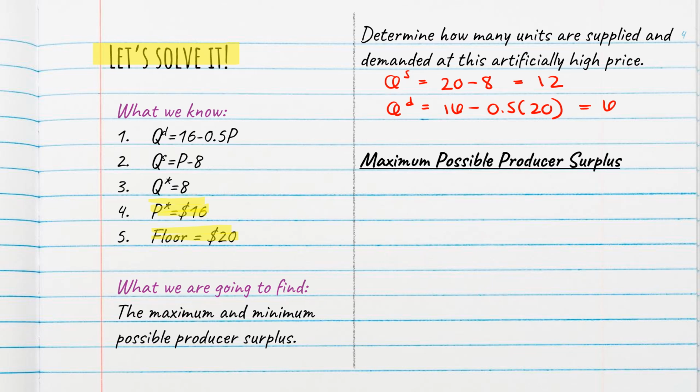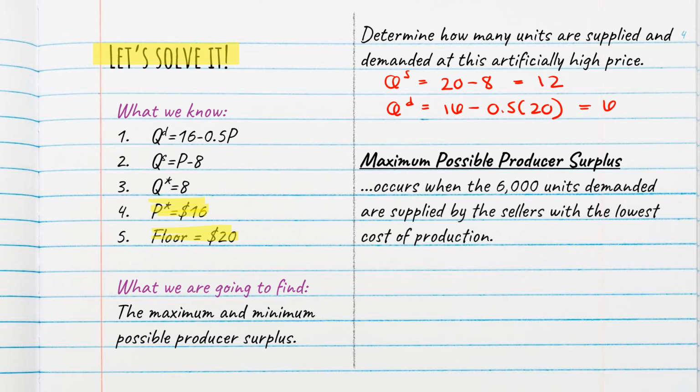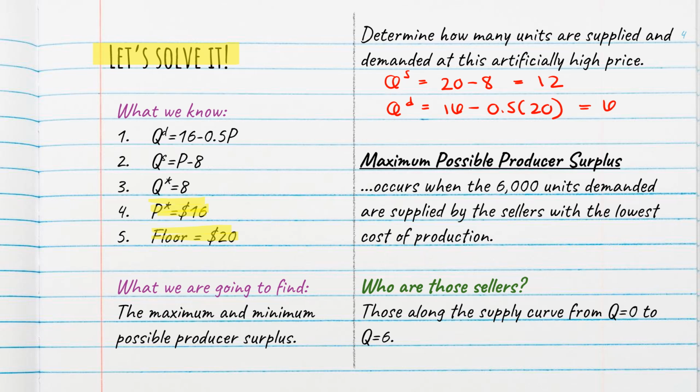In order to find the maximum possible surplus, we need to understand where this occurs. It's going to occur when the 6,000 units demanded are supplied by the sellers with the lowest cost, because then we get the biggest difference between the price and the willingness to sell, we'll call it. Who are these sellers? These are the sellers with the lowest cost, which means, in particular, they're those along the supply curve from Q equals 0 to Q equals 6.